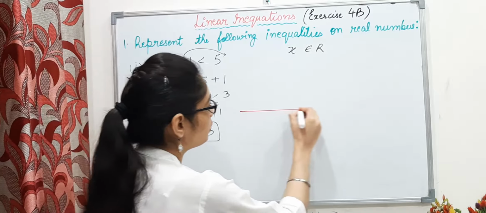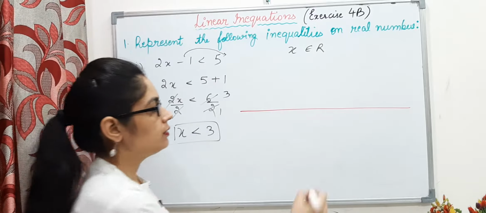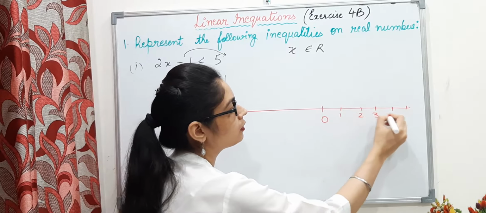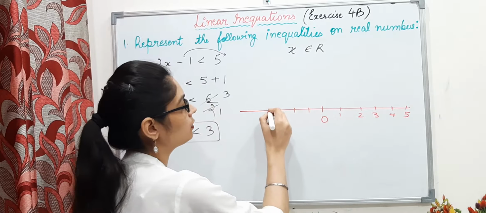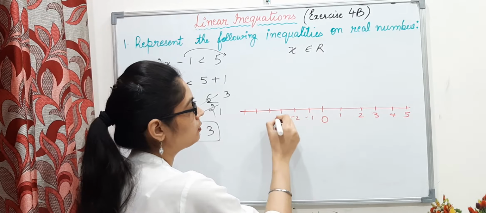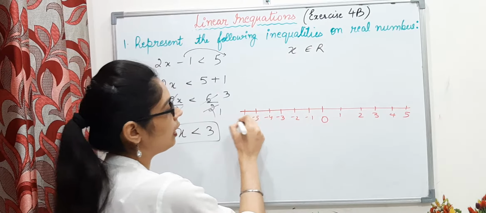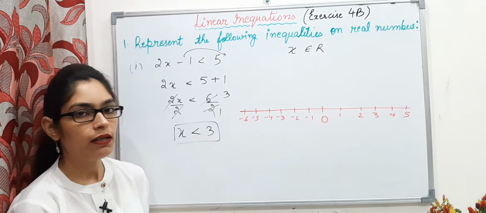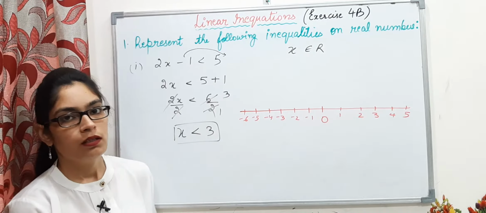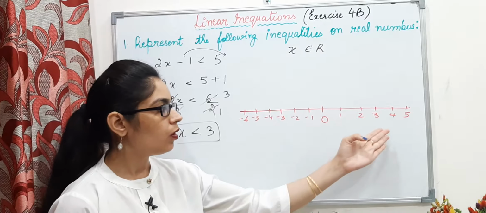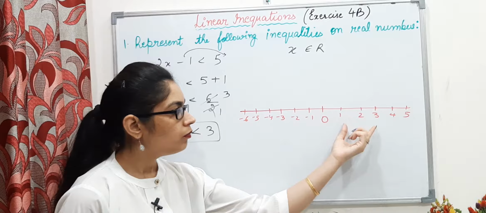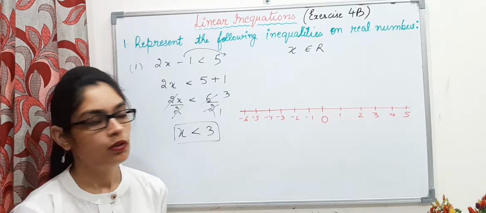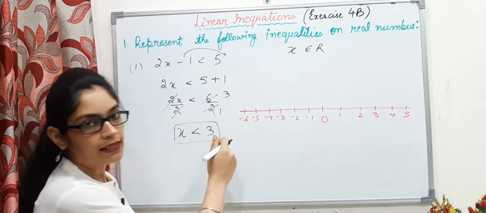I will draw the number line first. The number line, the same way: center is 0, on the right side positive integers, on the left side negative integers, minus 1, minus 2, minus 3, minus 4, minus 5 and so on. Only this much we can write. So our solution is x less than 3. Less than 3 means all the values which are smaller than 3, and those values include the negative values also. So we have to go this side, on the negative side.